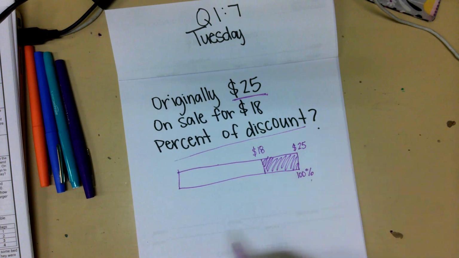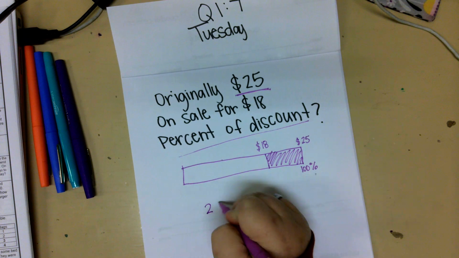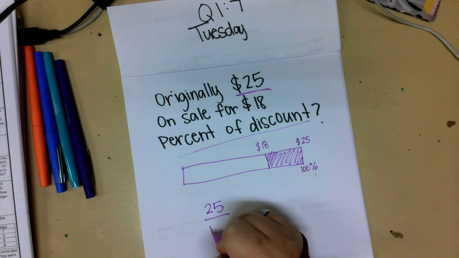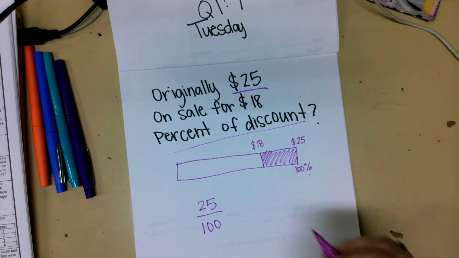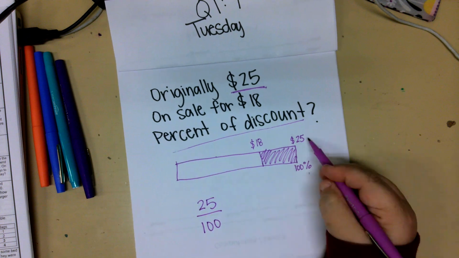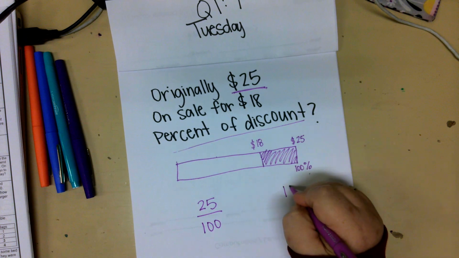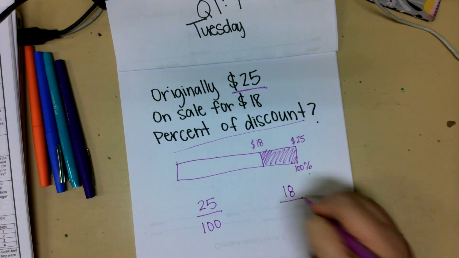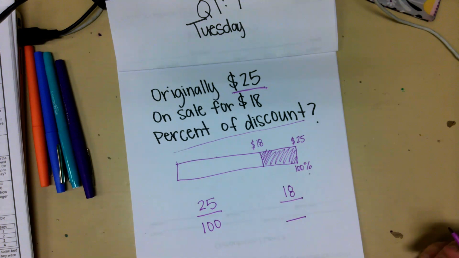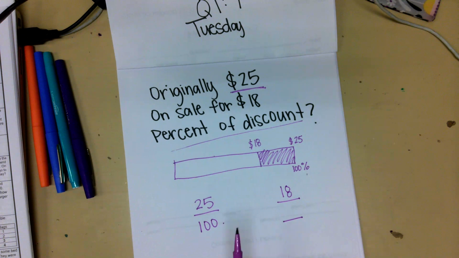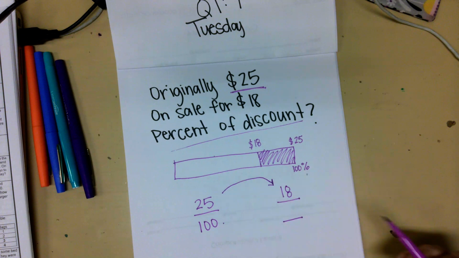So we can do this a couple of ways. My favorite way, though, is to set up 2 ratios. So we have 25 to 100. That's this side. And we do know 18, so I can put 18 up there with the dollars. But we don't know this one. We don't know what the percent is, okay? So I need to find a good way to get from this ratio over to this ratio.